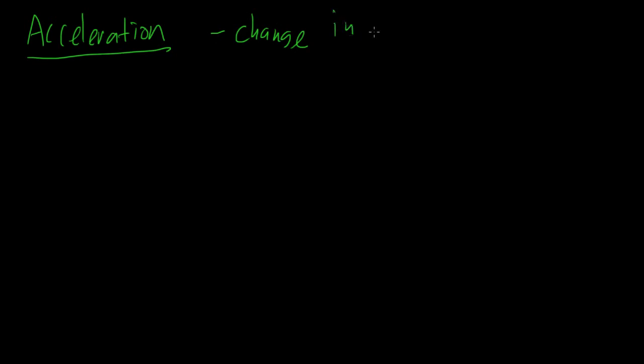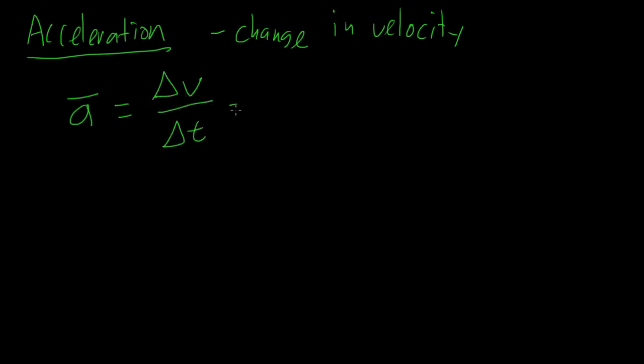Let's also go ahead and talk about acceleration today. Acceleration is, at its most basic, a change in velocity. So whereas velocity was a change in displacement, acceleration is a change in velocity. And we're going to have average acceleration, which will literally be delta v over delta t. Once we know that delta in physics means Vf minus Vi over Tf minus Ti.